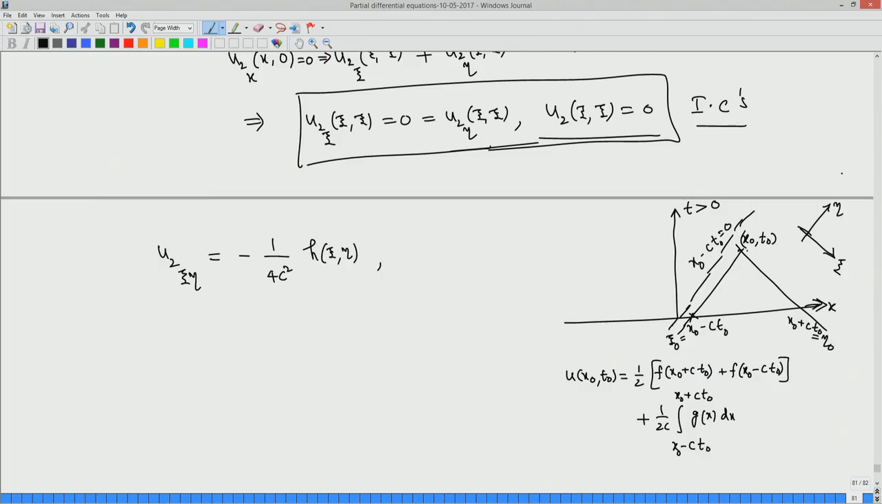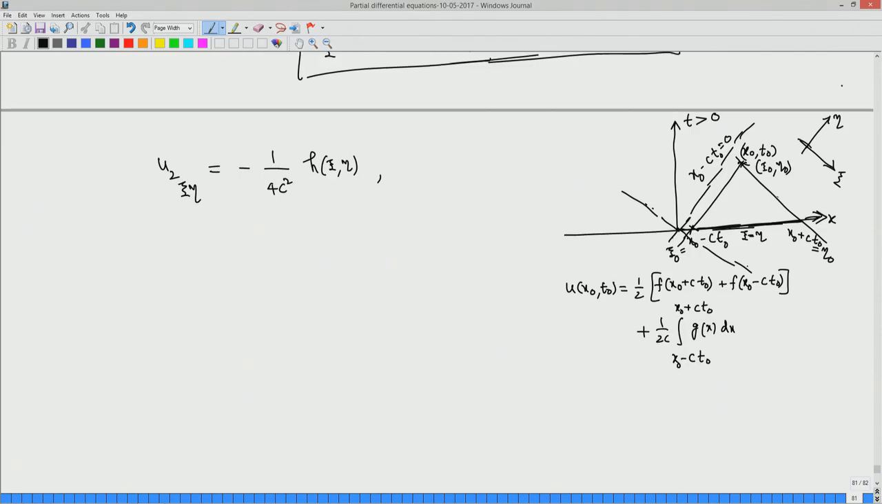So the point x naught, t naught becomes ξ naught and η naught in the new variables. And parallelly, x minus c t, x plus c t equal to 0 will give me this line. This line is exactly ξ equal to η.